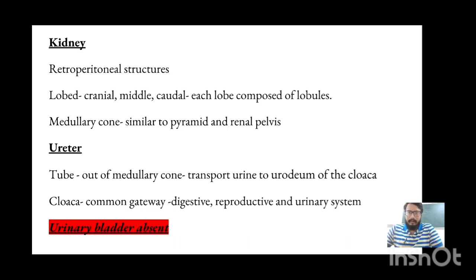So the ureter is a tube-like structure which comes out of the medullary cone. It helps in the transportation of the urine that is formed to the urodeum of the cloaca. The important point here to be noted is the absence of the urinary bladder.